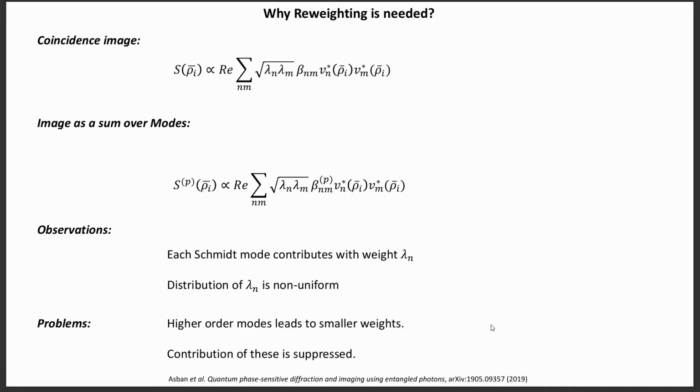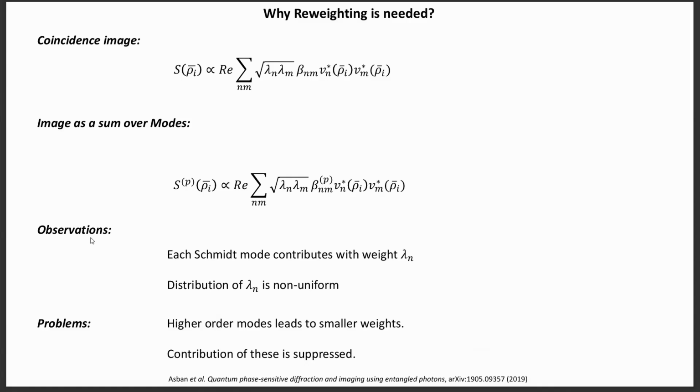After that, why do we need reweighting? The coincidence image expression is this. Suppose we change this coupling parameter beta_nm, then we can write another expression. What is the difference between these two? One expression has this term, mostly this parameter being different, which was actually the coupling parameter. I will tell you in further slides how this expression gives more information about the sample.